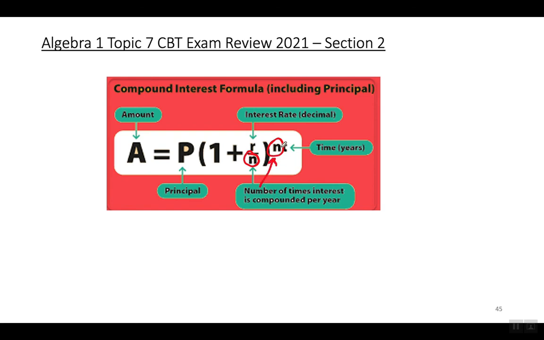Okay, lo principal, lo importante que tienen que darse cuenta es que N representa la cantidad de los números de veces que el interés está compounded cada año.